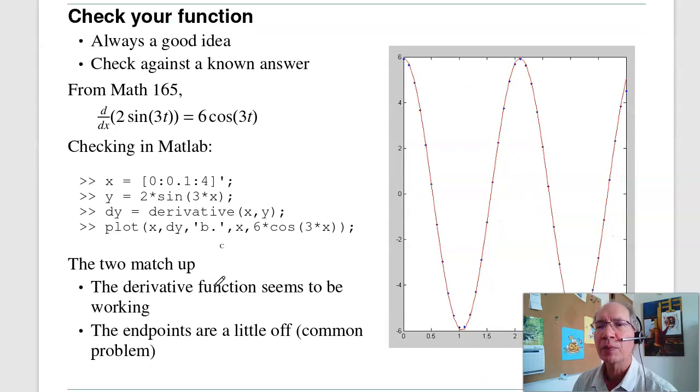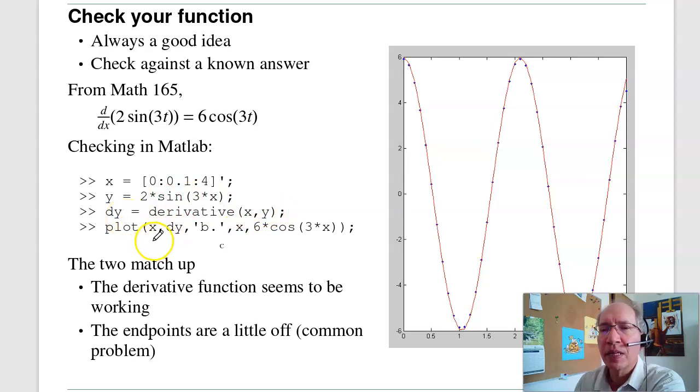And anytime you write a new program, it's good to check your function. So from Math 165, if you've had it, if not, just take my word for it. The derivative of 2 sine of 3t is 6 cosine 3t. I know what the derivative of 2 sine 3t is. Let's check to make sure that my function gives the same answer. So let's have x go between 0 and 4, steps at 0.1. Y is 2 sine of 3x. Now calculate the derivative. I'm going to pass x, pass y, and calculate the derivative of y.